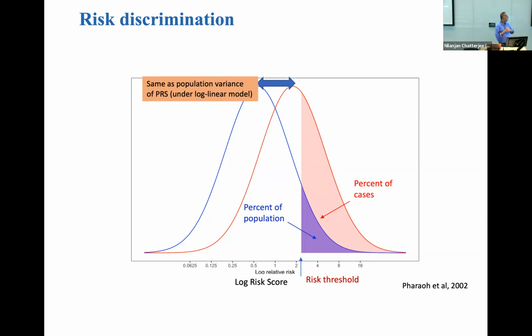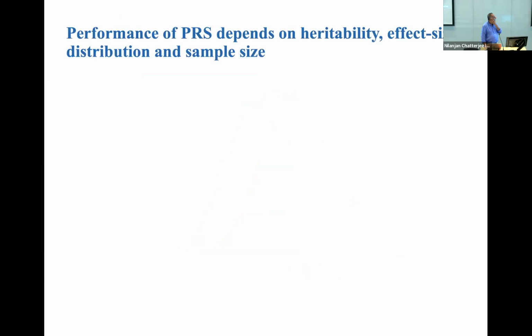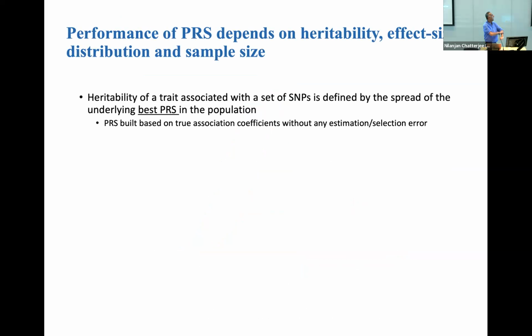Now, why is that all relevant? Because that goes back to the heritability of the trait. The performance of the PRS depends on a few factors, and one of the most important is a concept called heritability. For the purpose of this talk, you can think about heritability for a set of SNPs as the spread of the polygenic risk score that you can define based on those SNPs and the ideal polygenic risk score I can construct. That means if I had exactly known the true effect sizes, that is the best polygenic risk score you can get based on a set of SNPs.